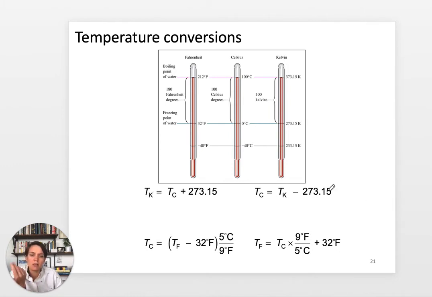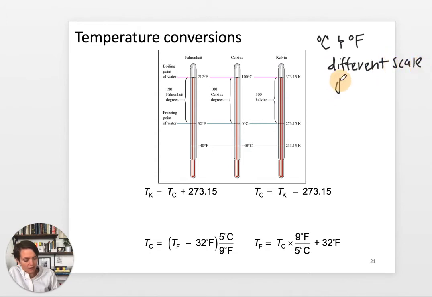Going the opposite way, we would just subtract that 273.15. So Kelvin and Celsius, same scale, 1 degree means the same thing. They're just starting at different points. Celsius and Fahrenheit are different. So the way that we think about this is basically, degrees Celsius and degrees Fahrenheit, they're different scales.